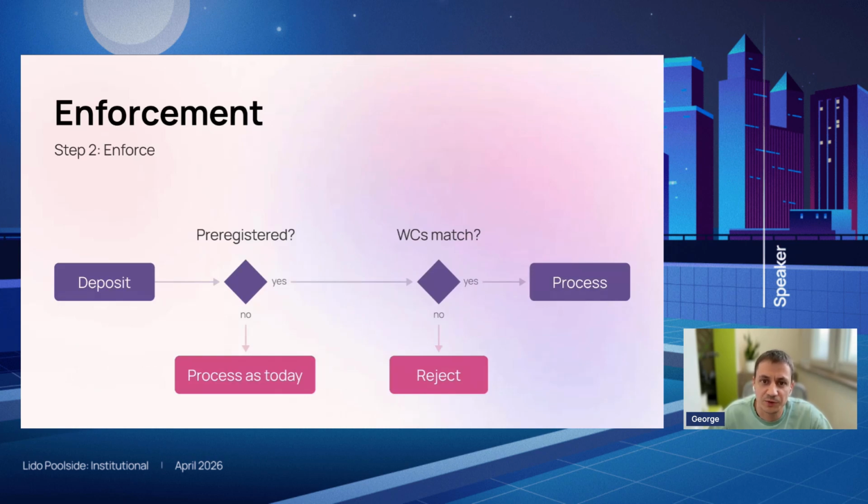The second step, enforcement. The change is backward compatible, with no breaking changes in the deposit flow, just a few extra checks. When a deposit arrives, the consensus layer first checks if the key is pre-registered. If not, the deposit is processed exactly as today. If yes, it also checks that the withdrawal credentials match the commitment. If they match, the deposit goes through. If they don't, it's rejected. So for any protocol using pre-registration, the front-running attack is no longer possible.